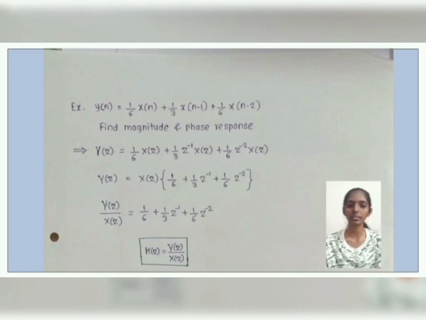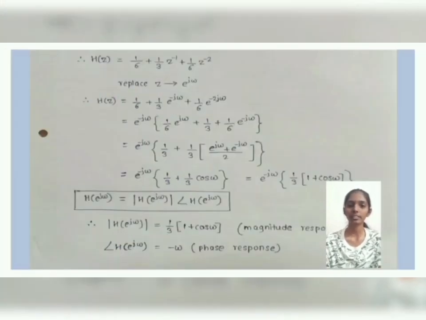Then it will be Y of z is equal to 1 by 6 X of z plus 1 by 3 z inverse X of z plus 1 by 6 z raised to minus 2 X of z. Then by rearranging the equation, we get Y of z upon X of z is equal to 1 by 6 plus 1 by 3 z inverse plus 1 by 6 z raised to minus 2. Here we already know that H of z is equal to Y of z upon X of z, which is the transfer function of the given system. Then the equation will be H of z is equal to 1 by 6 plus 1 by 3 z inverse plus 1 by 6 z raised to minus 2.